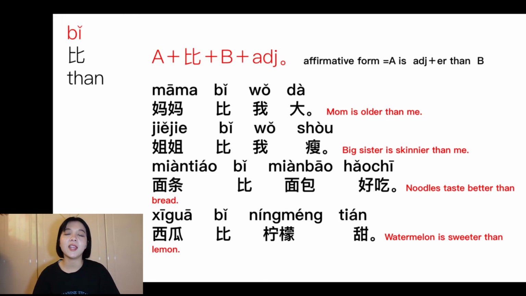And I can also say big sister is skinnier than me. It goes like 姐姐比我瘦. And noodles taste better than bread. 面条比面包好吃. 好吃 means delicious. And next one. Remember watermelons, 西瓜, 柠檬 lemon. So I can say 西瓜比柠檬甜. Watermelons are sweeter than lemons.